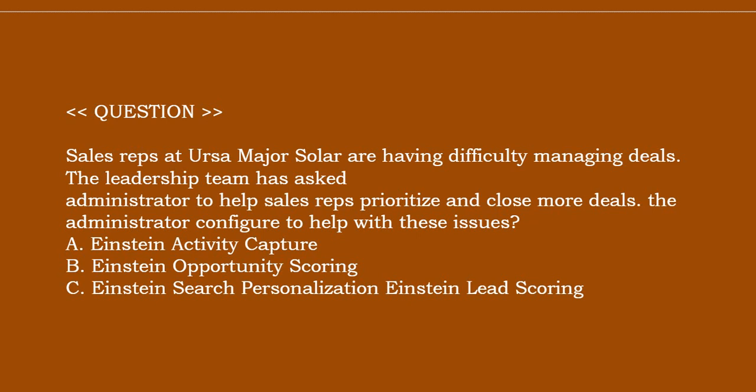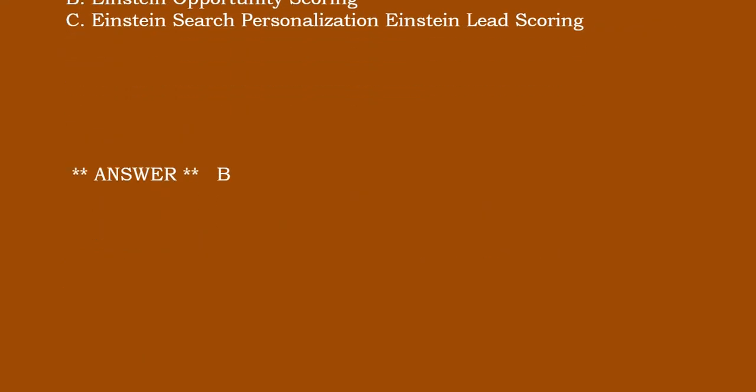Next one. Sales reps at Ursa Major Solar are having difficulty managing deals. The leadership team has asked the administrator to help sales reps prioritize and close more deals. The administrator configures this to help with these issues. Option A, Einstein activity capture. Option B, Einstein opportunity scoring. Option C, Einstein search personalization. Option D, Einstein lead scoring. Correct answer is option B.